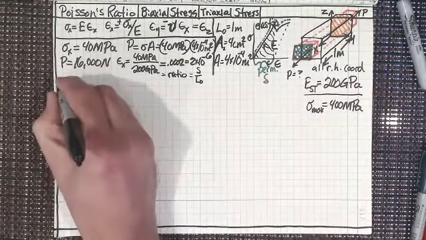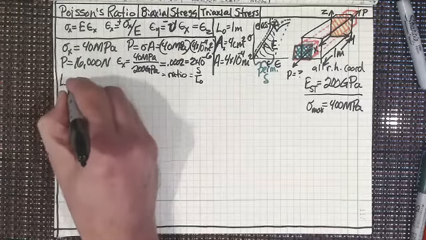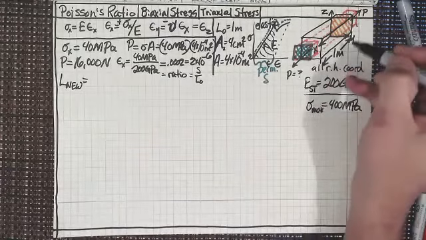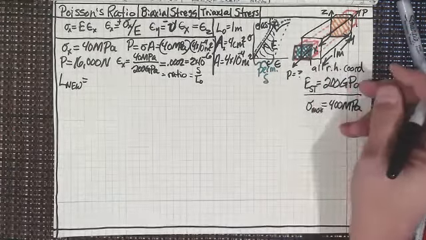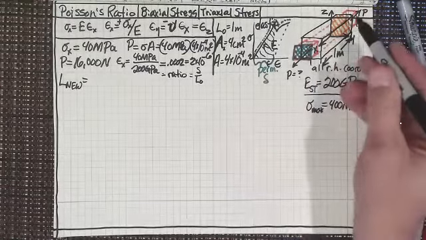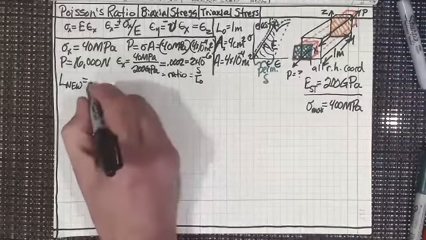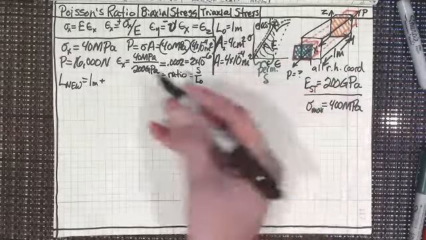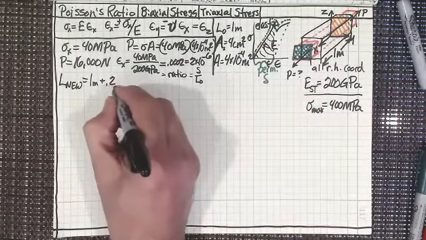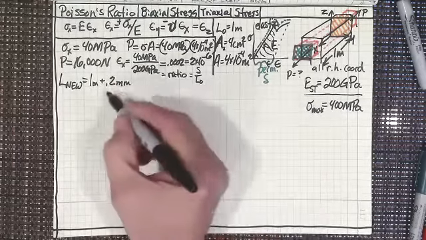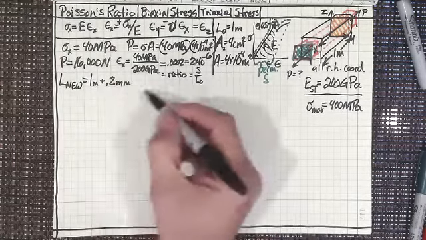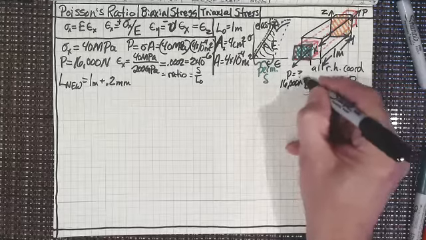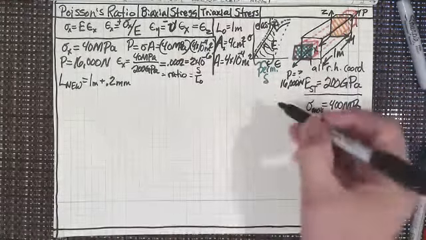So, what is our new length? Our new length after we pulled it, the length from here all the way down to here. What's that length going to be? Not much longer. I've certainly exaggerated this, haven't I? It's going to be 1 meter plus, when I multiply this by a meter, 0.2 millimeters. So it's going to extend 0.2 millimeters after I've put my 16,000 newtons on that.